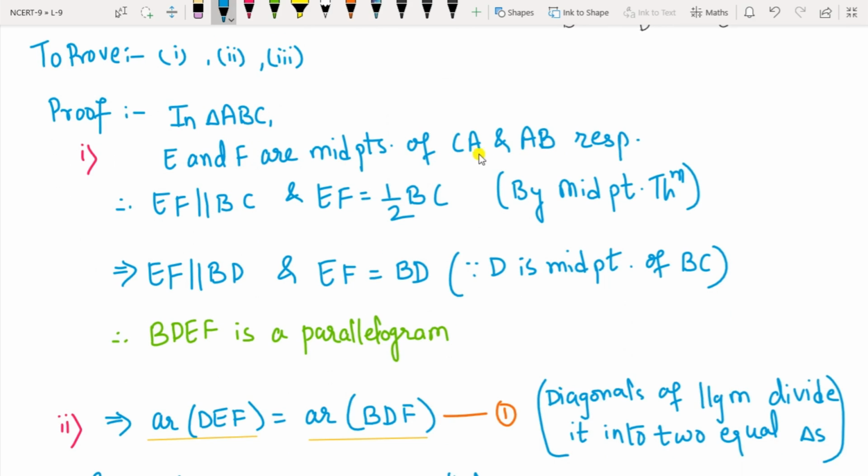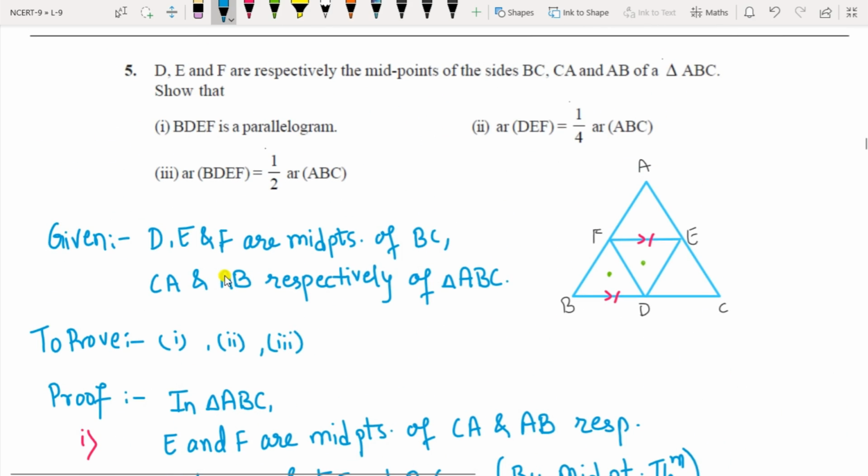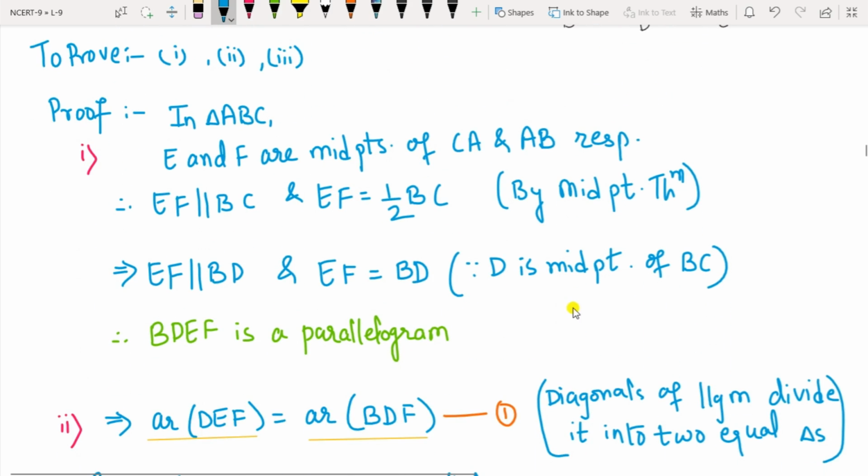CA and AB. So EF is parallel to BC and EF is half of BC, that is by midpoint theorem that you have studied in chapter 8. Okay, so if EF is parallel to BC, then EF will also be parallel to BD, because D is a midpoint here, and therefore EF will be equal to BD here. So that is D is the midpoint, and therefore if opposite sides are equal and parallel, then it will be a parallelogram. Therefore BDEF is a parallelogram.